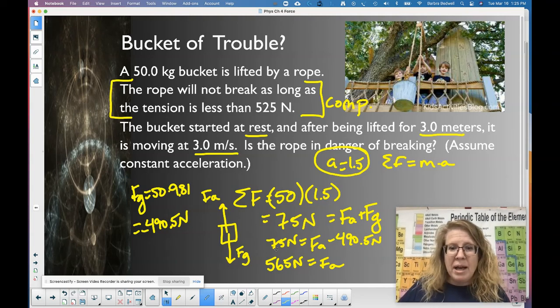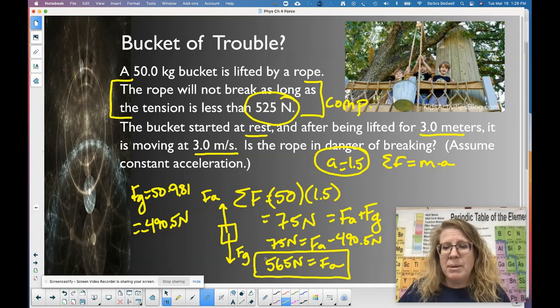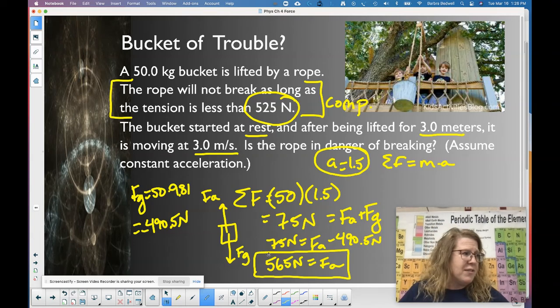So what the heck does that mean? Well, I'm applying 565 newtons to this bucket. The rope will not break as long as the tension is less than 525, which means those kids are going to be depressed. We're in trouble. The applied force we're creating to lift it is greater than the tension the rope can take, so the rope could easily break. How would you fix that? Just accelerate the bucket less. Literally, just don't lift it as fast. Lift it a lot more slowly, a little more gently, and you could probably lift it up. So there you go, bucket of trouble problem.